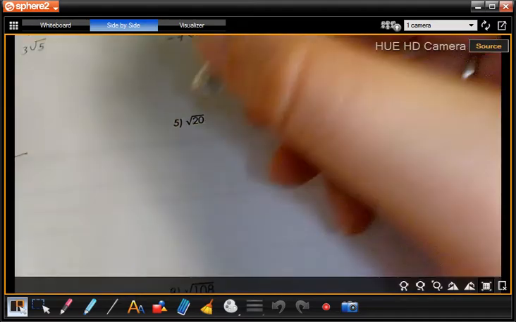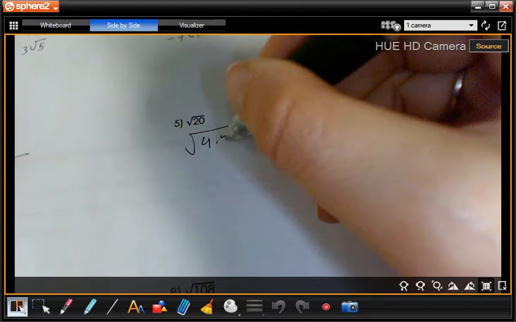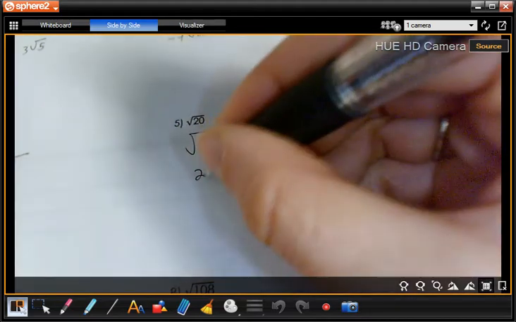Okay, so the square root of 20 gives us 4 times 5. Square root of 4 is 2. 2 square root 5 is my answer.